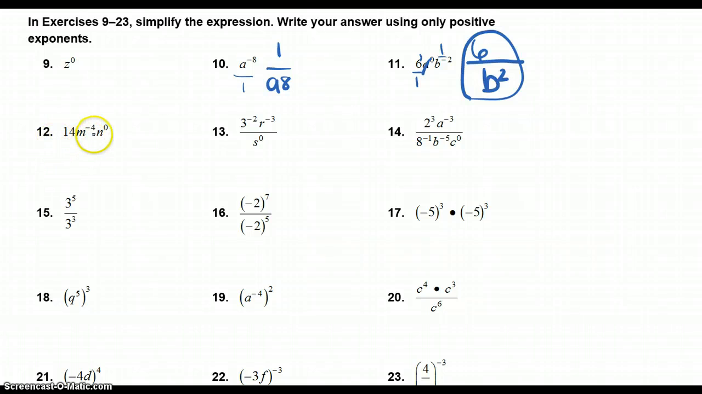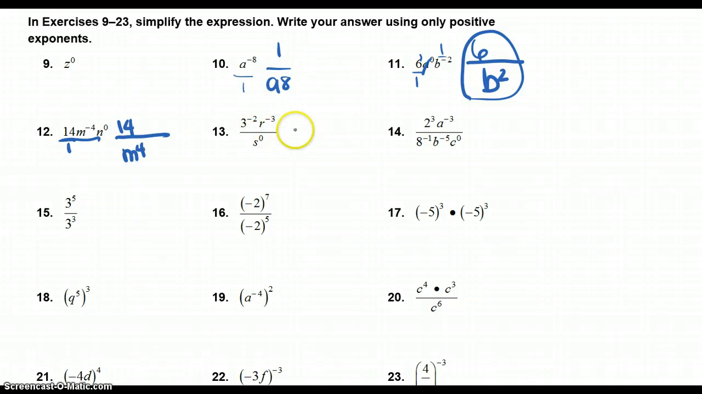Okay, so going on to number 12, just to keep looking at examples, I put my fraction bar. This is 14 over 1. It stays on the top in the numerator. M to the negative 4th. This is a negative. It needs to go downstairs, we sometimes say. It needs to go to the bottom. N to the 0 power is 1, so I can really just ignore that.